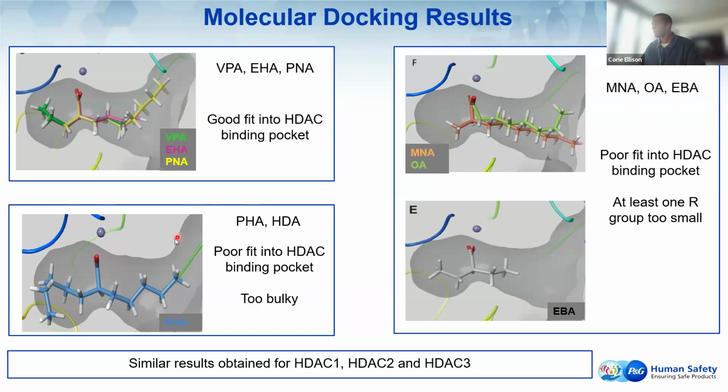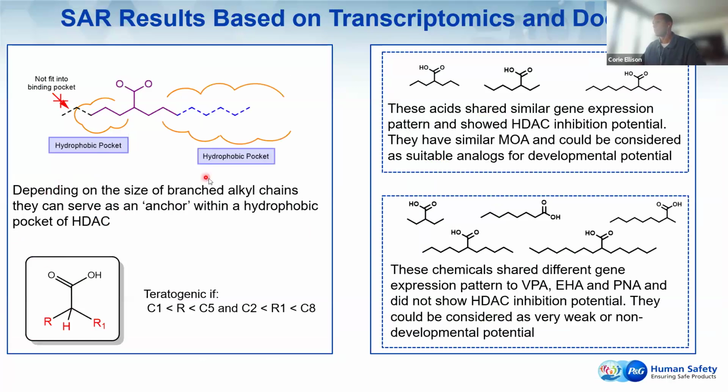So what we ended up seeing, and I'll go to the next slide here, is that using the results from the transcriptomic and docking studies, we began to develop structure activity relationships for the branched alkyl carboxylic acids, and we're able to group them into different groups based on mode of action. Depending on chemical structure, some of these chemicals can fit into the HDAC binding pocket, but there are certain structural requirements which must be met. A chemical is expected to be teratogenic if the R group has 2 to 4 carbons and the R1 group has 3 to 7 carbons. Based on our assessment, the branched alkyl chain carboxylic acids that do not meet these criteria would not be expected to have valproic-like effects on development. You can see those here, many of them being the longer chain acids.